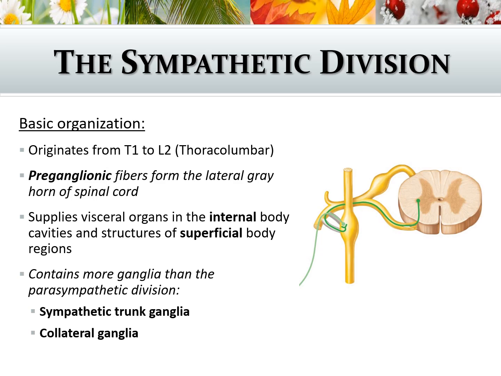We do have more ganglia in the sympathetic system than we do in the parasympathetic system. We have two types of ganglia in the sympathetic division. The first type is called the sympathetic trunk ganglia. Those are the ones that are close to the spinal cord. And then we also have the collateral ganglia, which are going to be in the abdomen, okay?